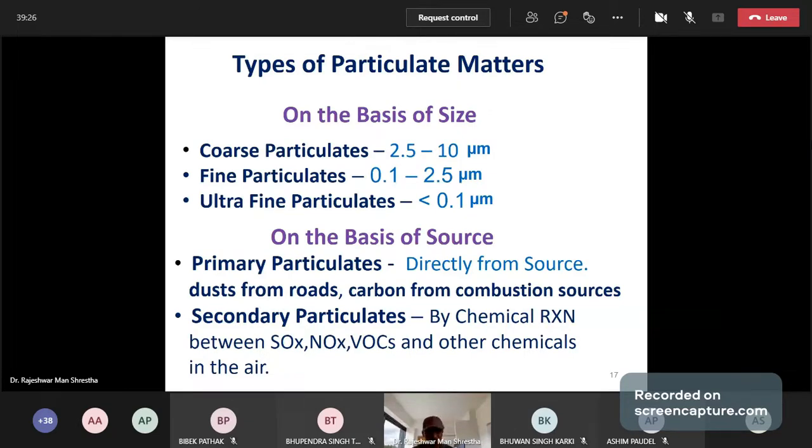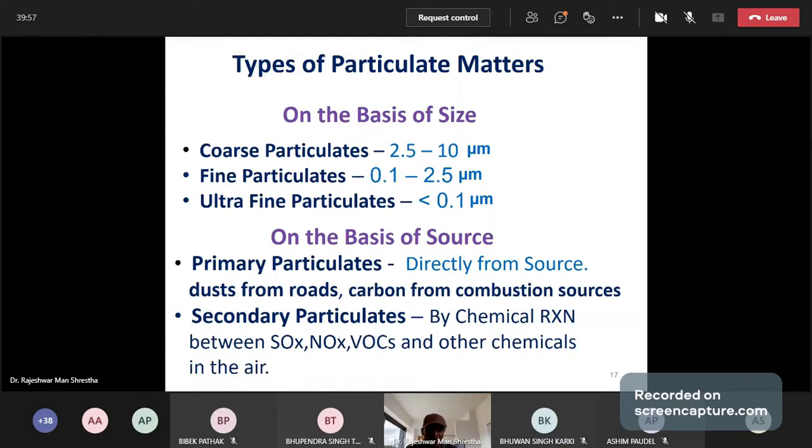On the basis of sources, particulate matter has been classified into two types: primary particulate and secondary particulate. Primary particles are particulate matter that are directly released from the source: dust from roads, carbon from combustion processes. When we burn fossil fuel or wood, organic matter will form particulate matter like ash particles and carbon particles. Smoke, when released, contains carbon particles, and they are directly released into the atmosphere by the source.